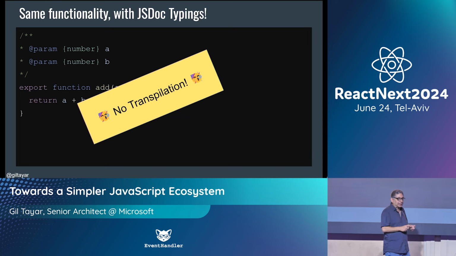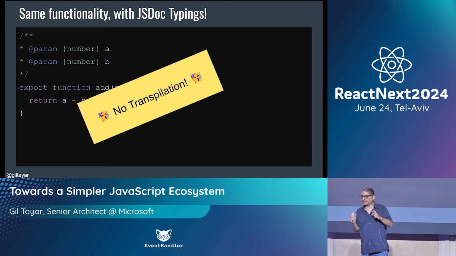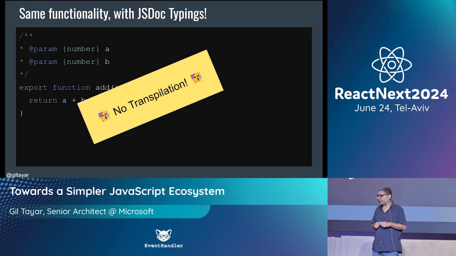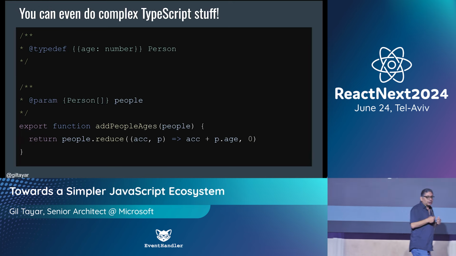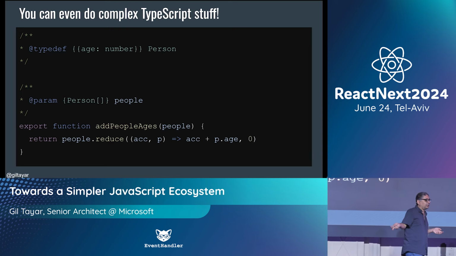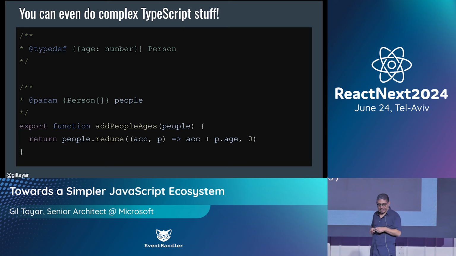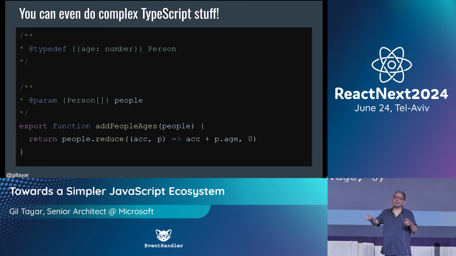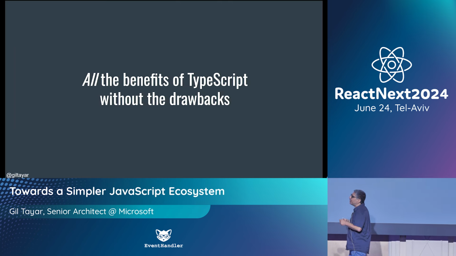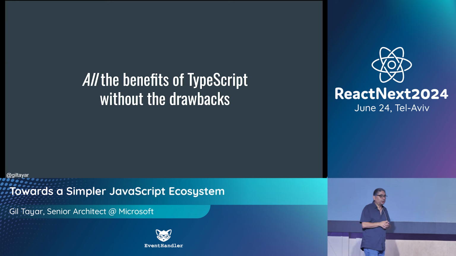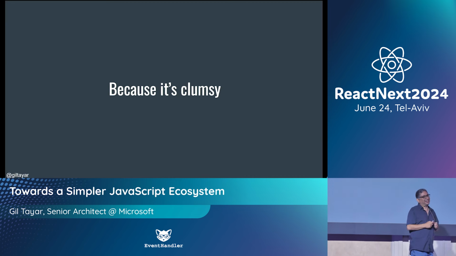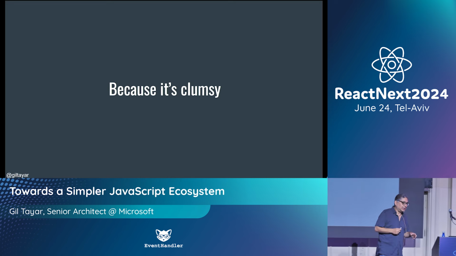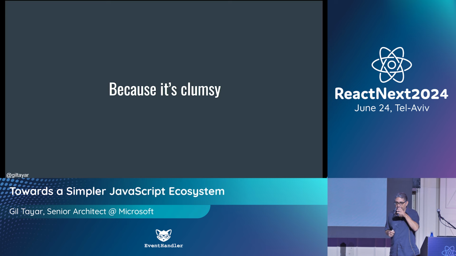This is basically an alternative syntax endorsed by Microsoft. And I'm not talking here as a Microsoft employee, I'm talking here as a TypeScript fan. Endorsed by Microsoft to support all the syntax of TypeScript. You can even do complex TypeScript types. For example, you can type a new type, which is an object which has age number, and say that people is an array of people, and everything just works in TypeScript. So we get all the benefits of TypeScript without the drawbacks. And what is the main drawback? Transpilation. You just get all the benefits. Almost all, because it's clunky. I mean, I love not transpiling, but it is a bit clunky to write JSDocs and not TypeScript.